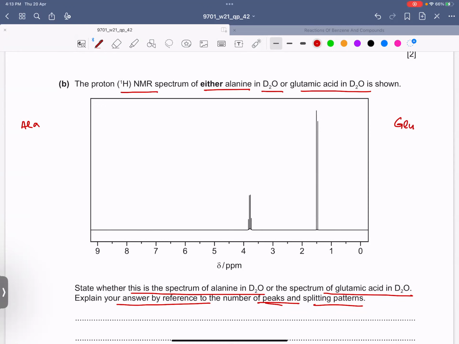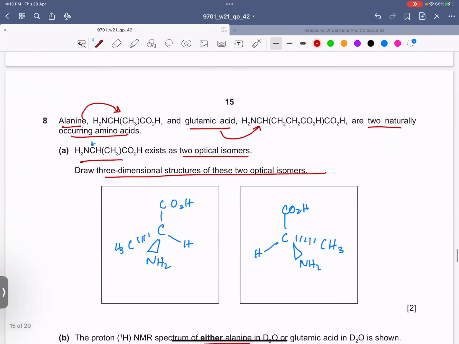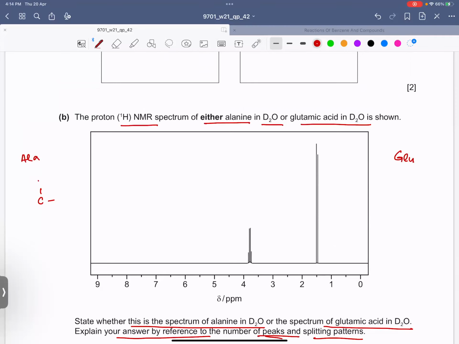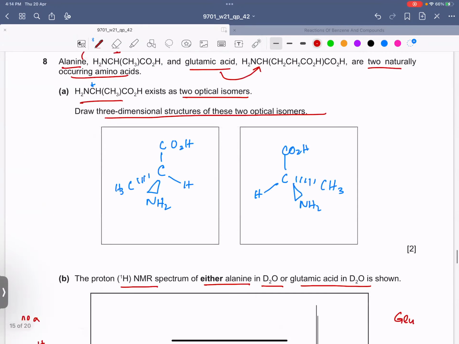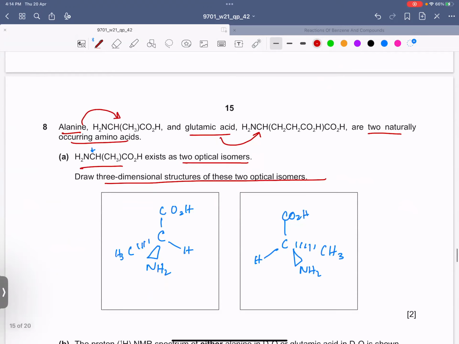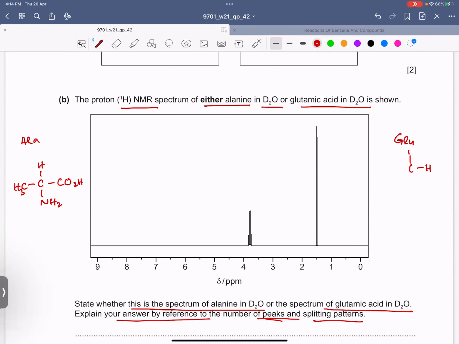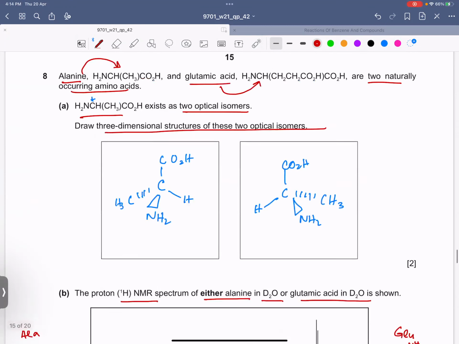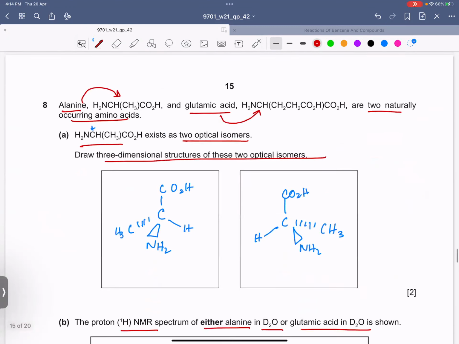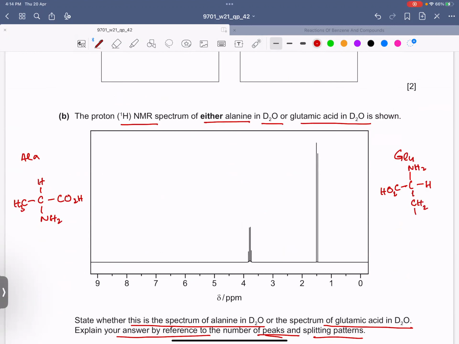Okay, so if I look at alanine, here it is. A C with an H, NH2, CO2H, and CH3. That is alanine. Now glutamic acid, a C with an H, NH2, CO2H, and then CH2, CH2, CO2H. Okay, these are the structures.